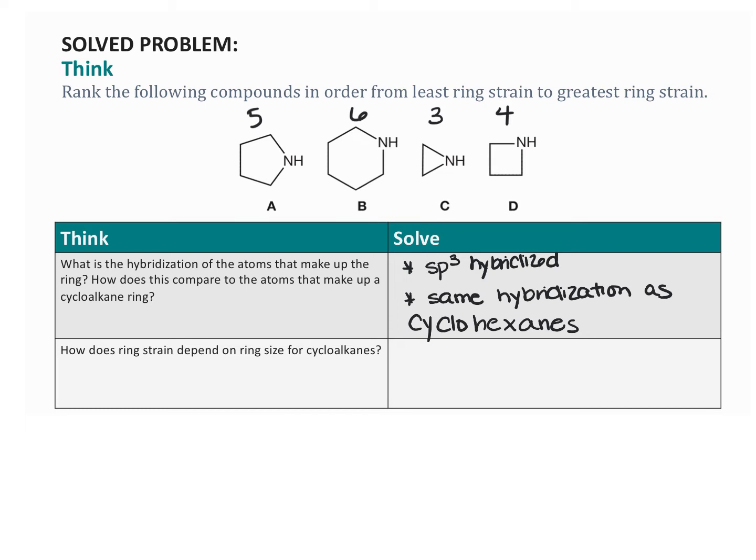So what we would think then is, well, 6 is going to correspond to cyclohexane. So B would correspond to cyclohexane, and that means that B would have the least amount of ring strain. If you flip back, you'll see that cyclohexane has no ring strain. And because this is hybridized in the same way, it's also not going to have any ring strain. So B is going to have the least amount of ring strain.